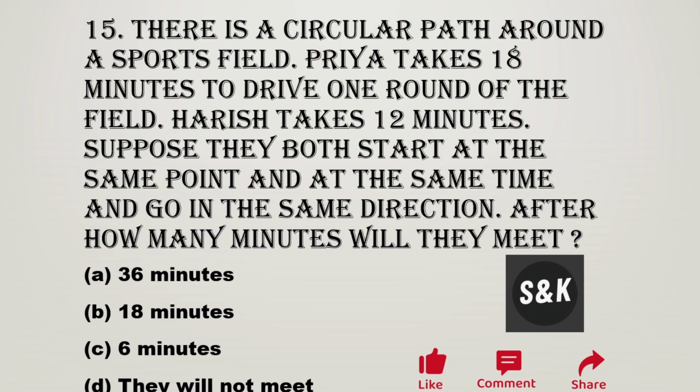There is a circular path around a sports field. Priya takes 18 minutes to drive one round of the field. Harsh takes 12 minutes. Suppose they both start at the same point and at the same time and go in the same direction. After how many minutes will they meet? So we have to take the LCM. So the correct option is option A, 36 minutes.